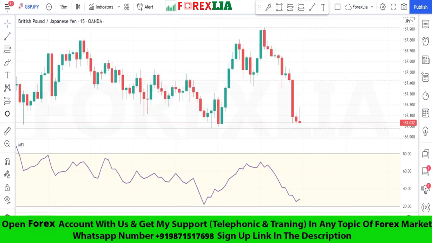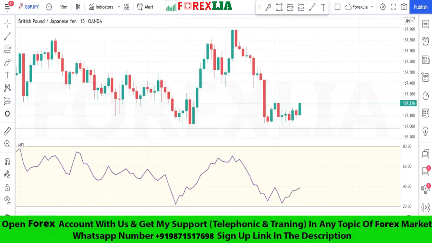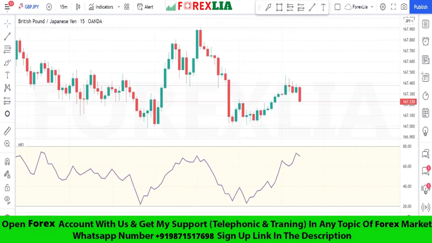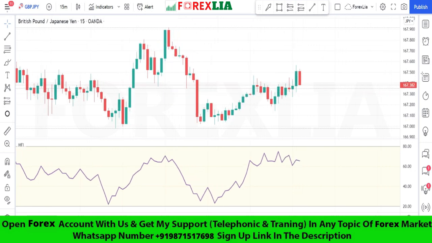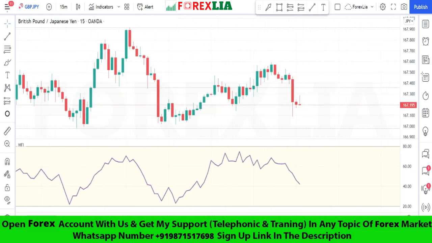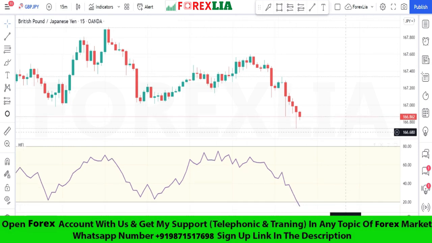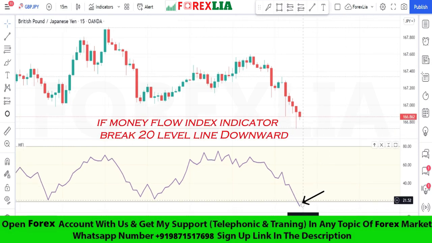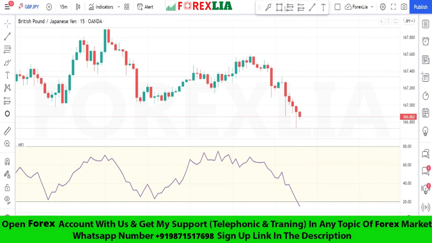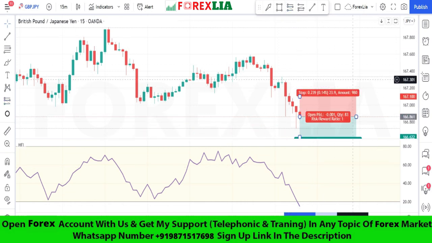If money flow index indicator break 20 level line downward, then we take a sell trade. Here is sell signal confirmation. We take a sell trade here.